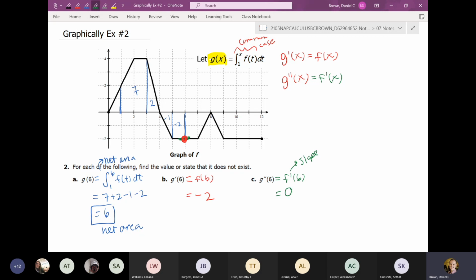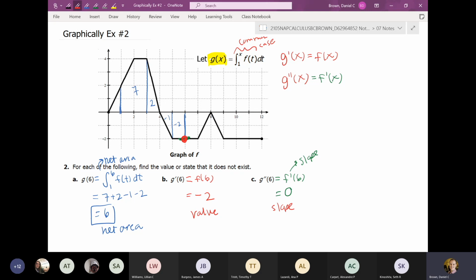So looking and comparing these, we see this lagging thing where g is representing a net area, g prime is representing a value on the graph, and g double prime is representing a slope on the graph. I know there's 10 minutes left of class, but I'm going to go ahead and stop there so we can finish everything else out tomorrow and not rush.